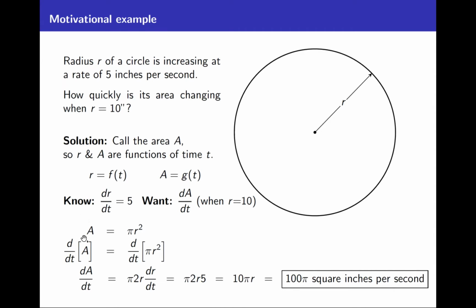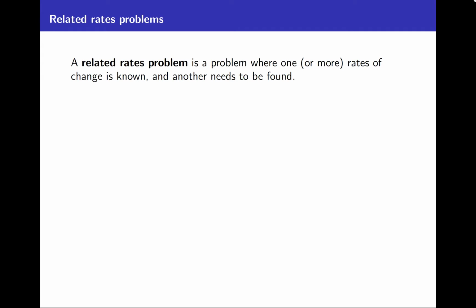The first thing you want to do is find an equation relating those quantities whose rates of change are involved. In this case, it was the area of a circle. In other problems, it would be other equations. Depends on the problem. You then differentiate both sides of that equation implicitly with respect to t. The rates of change will pop up, and then you solve for the one that you want. To summarize, a related rates problem is a problem where one or more rates of change is known and another needs to be found.